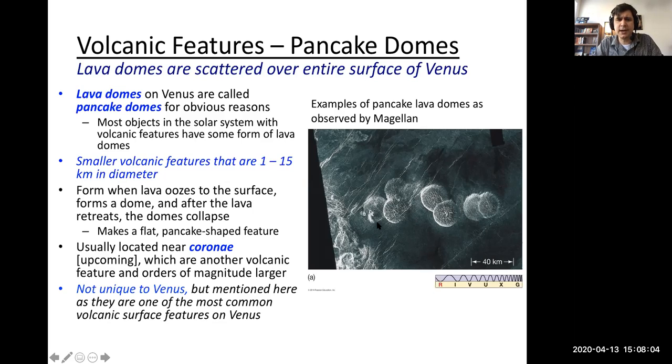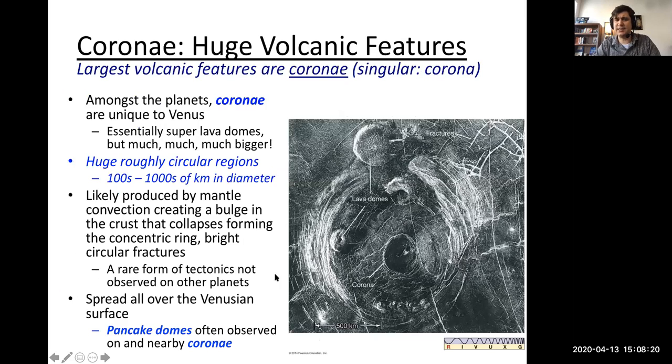They're usually associated next to the unique to Venus feature, the coronae, which are much, much, much larger and also related to volcanic or at least magmatic features. So just to really point out, these are not unique to Venus. What is unique to Venus are these monstrous features on the surface of Venus called coronae, singular corona, which is the Latin word for crown. So no, this is not a reference to the beer, although if you look at a bottle of Corona, the symbol is a crown. So it's a reference to the crown-like appearance that these coronae have.